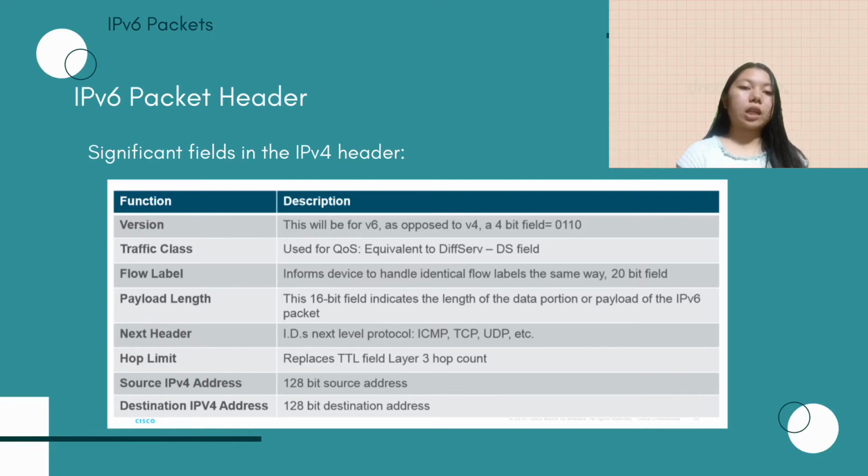Source IPv6 address, 128-bit source address. Destination IPv6 address, 128-bit destination address.